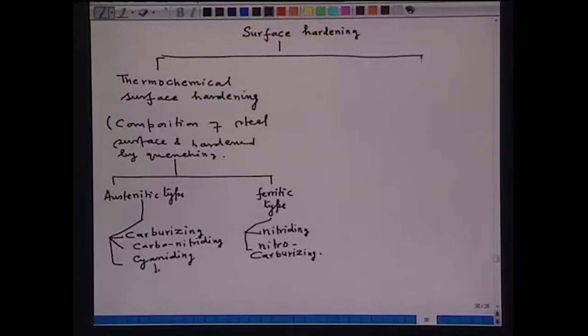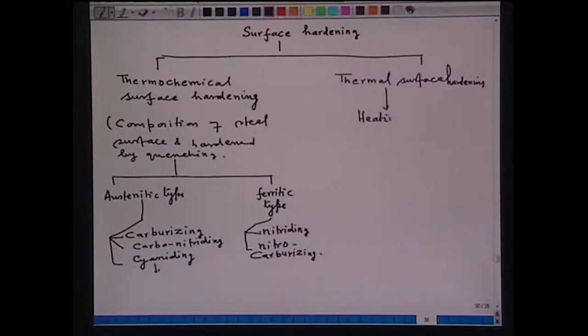Now, another is thermal surface hardening. In thermal surface hardening, heat alone is used to alter the microstructure without altering the composition. That is, you locally heat it, and heating can be done either by induction or flame hardening. Induction is very localized heating, or flame hardening, where you can direct the flame at the part which requires to be heated up.